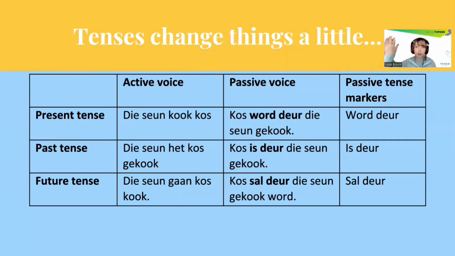If pigs could fly outside, it will still be "word deur". If you are talking about the boy making food in the future, "kos sal deur die seun gekook word". The passive tense marker there would be future tense.